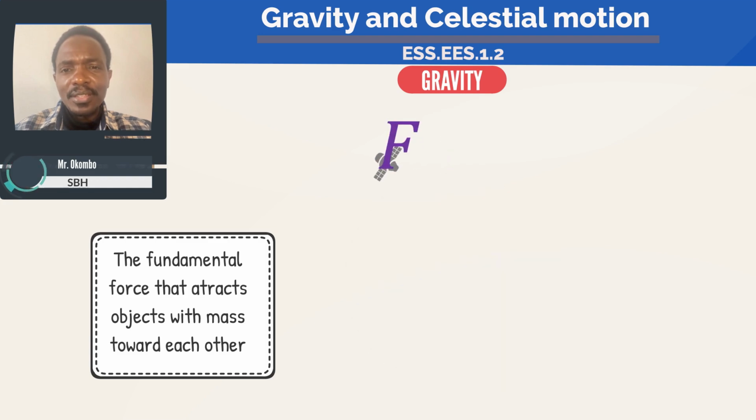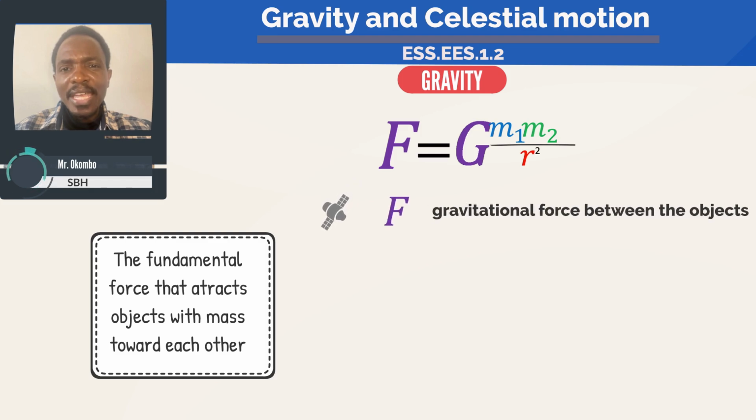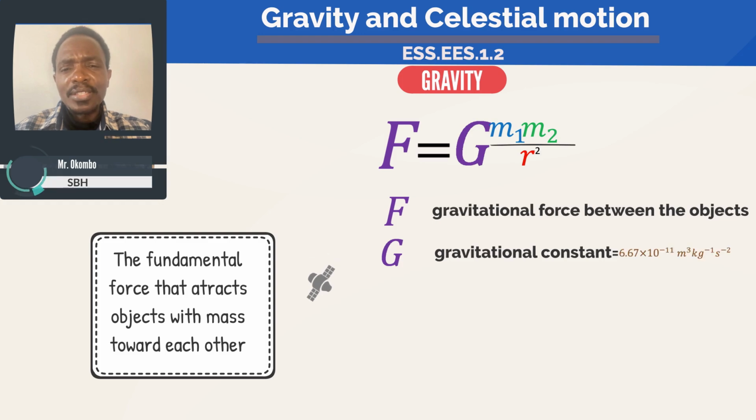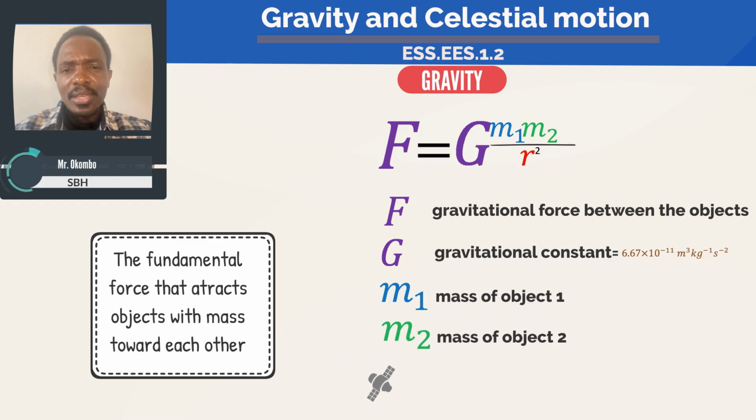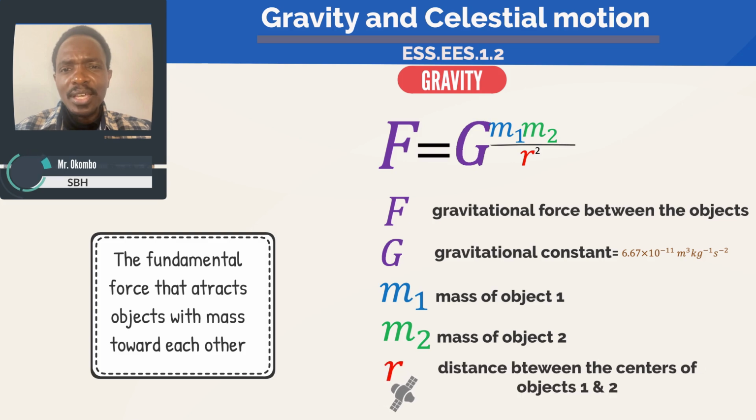F equals G multiplied by m1 times m2 divided by r squared, where F is the gravitational force, G is the gravitational constant, which is usually 6.67 times 10 power negative 11 cubic meters per kilogram per second squared. M1 is the mass of the first object, M2 is the mass of the second object, and R is the distance between the centers of these two objects.